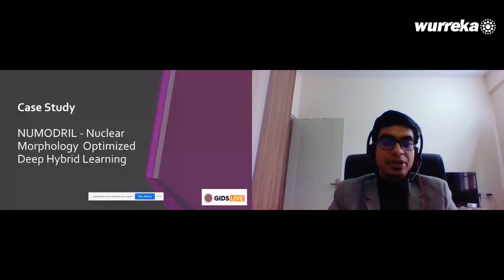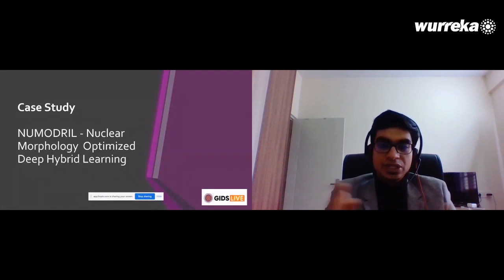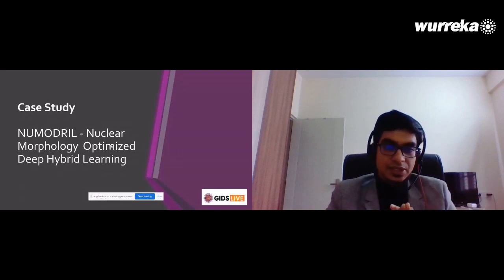So moving on, let's talk about the case study that highlights the main benefits of deep hybrid learning. We called this framework NUMODRIL, which stands for nuclear morphology optimized deep hybrid learning. Now let's talk about the problem statement first.